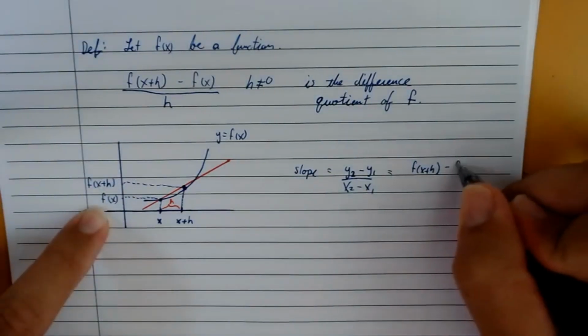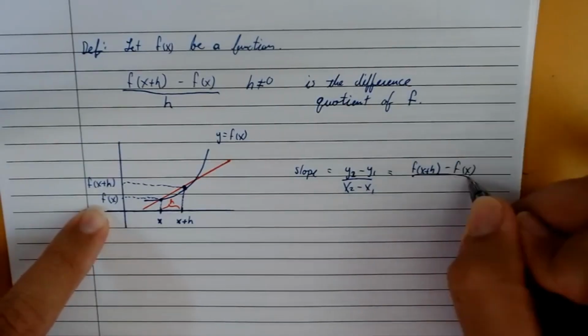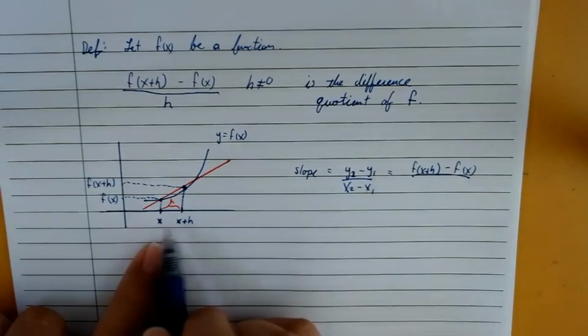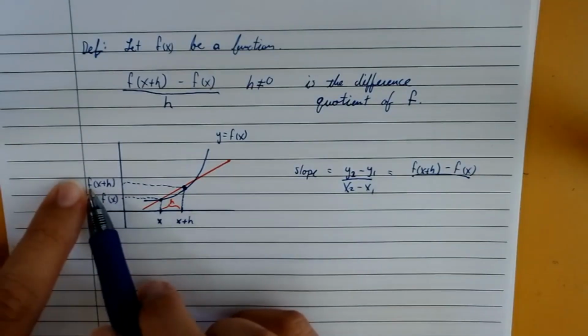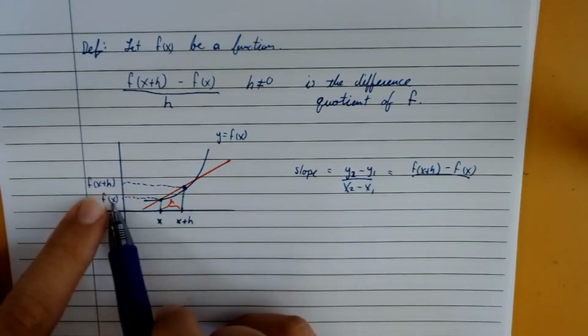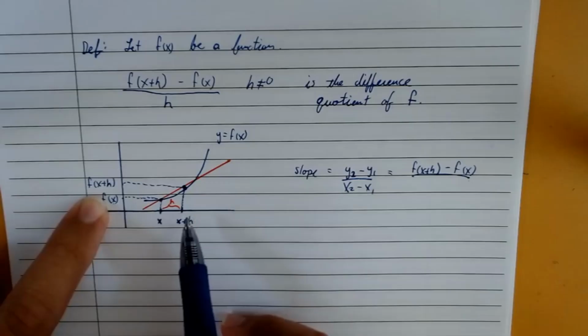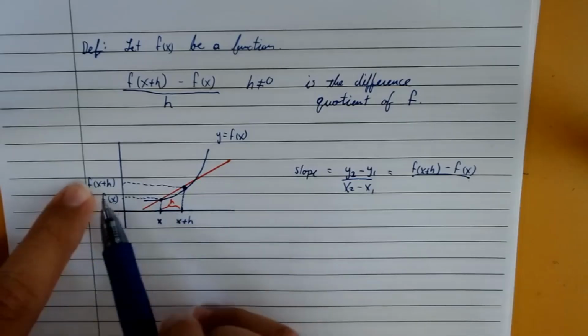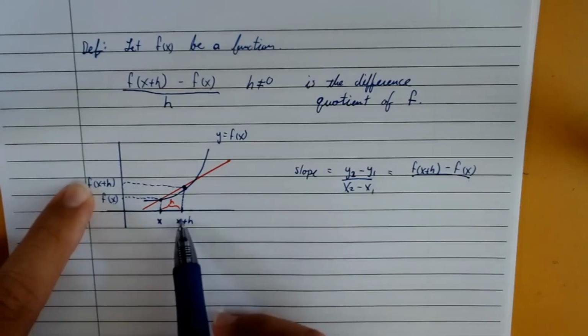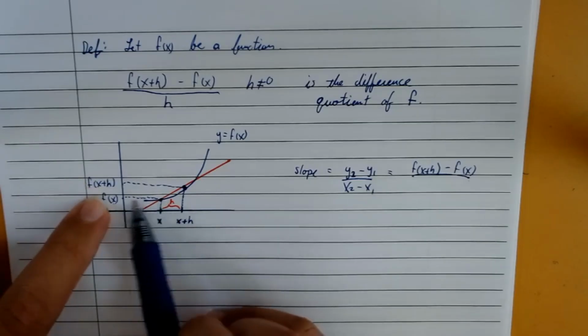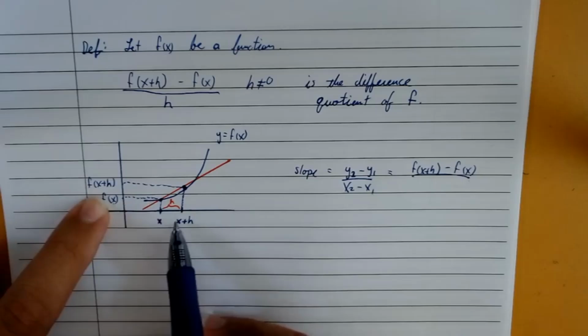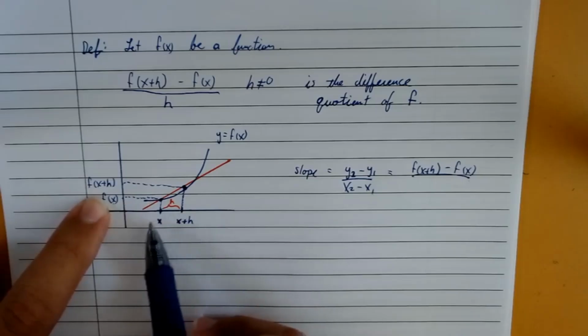minus f of x, that's the smaller one, over the difference of the x values. I have to make sure I do it in the same order. I'm going to take the x value that gave me this y value minus the x value that gave me this smaller y value. So that's going to be x plus h minus x.